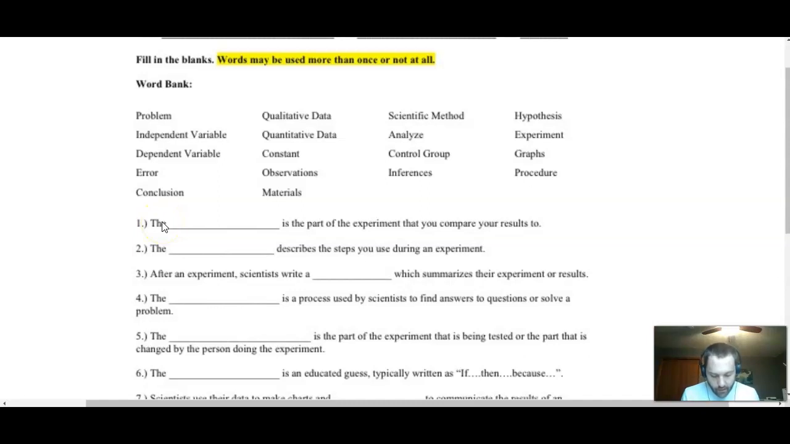So the blank is the part of the experiment that you compare your results to. So whatever you're using for comparison, right, this actually goes back to the paper airplane activity. Well, what did we compare if adding, I think I added staples to the airplane. So what did I compare that to see if it made a difference? Well, I compared that to the regular paper airplane. So in this case, that is going to be compared to your control group. So the control group is what you are going to compare to.